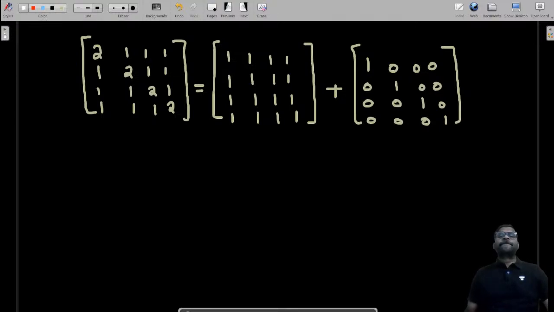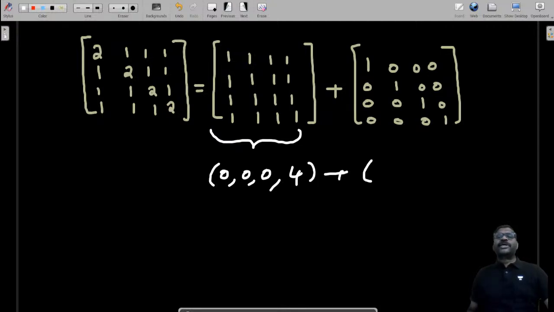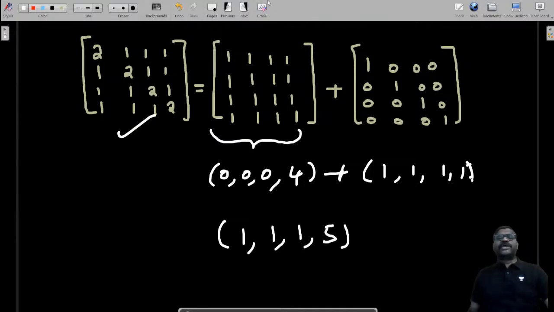Observe here. If all 4 rows are identical, compulsorily 3 of the eigenvalues are 0. The fourth eigenvalue is nothing but 4. Now these are the eigenvalues of this matrix. What about the eigenvalues of the identity matrix? 1 1 1 1. Eigenvalues of the identity matrix are 1 1 1 1. Now the eigenvalues of the original matrix are 0 plus 1, 0 plus 1, 0 plus 1, 4 plus 1, that is 5.